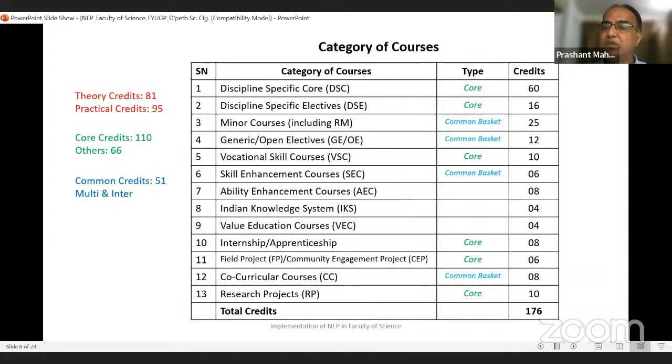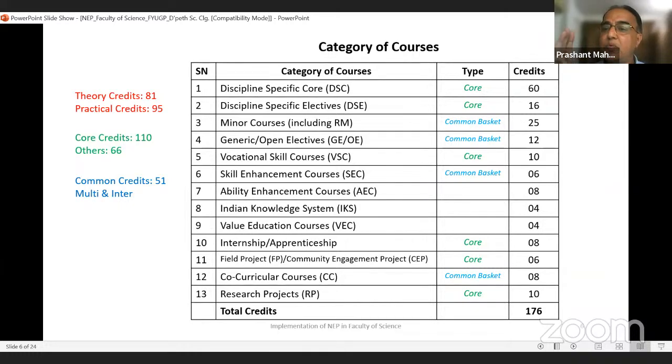And because the board name is there, if a student is of physics, and if physics has offered some open elective, then that student should be restricted from taking that open elective which is offered by the Department of Physics or the Board of Studies in Physics. So this is the common basket, and here the common credits are 51. Meaning thereby a student is studying.